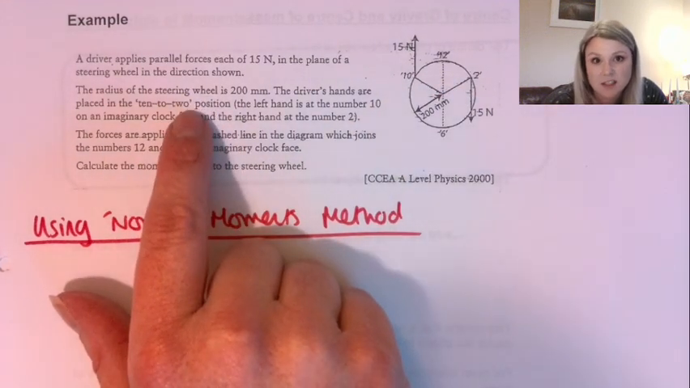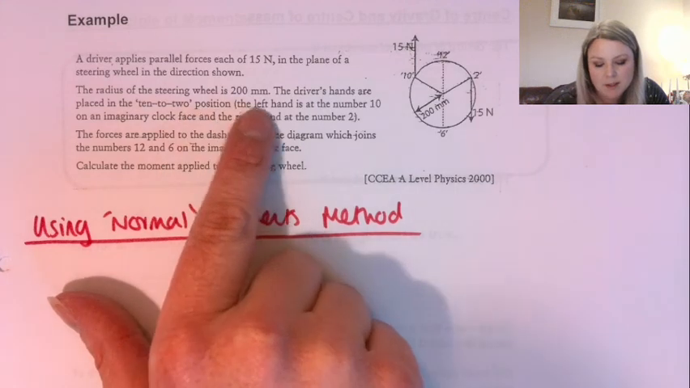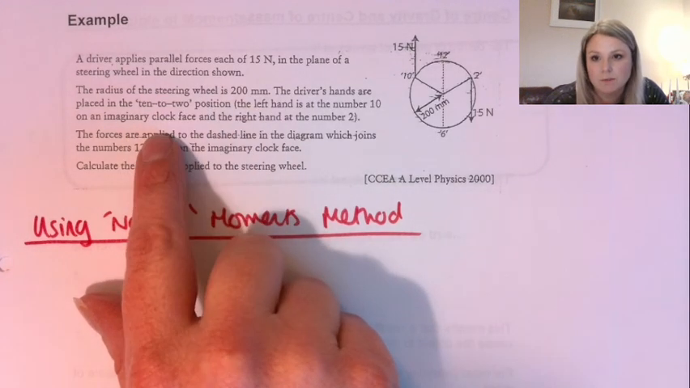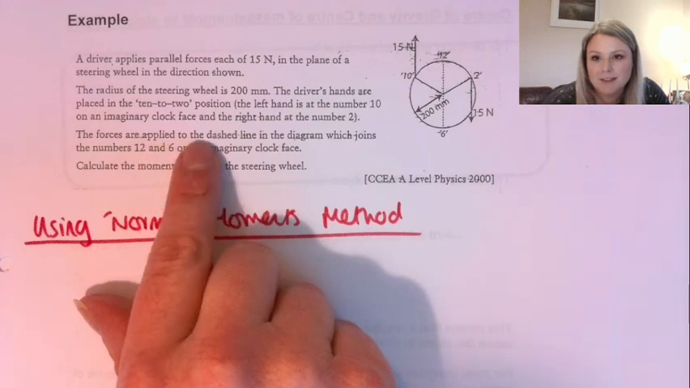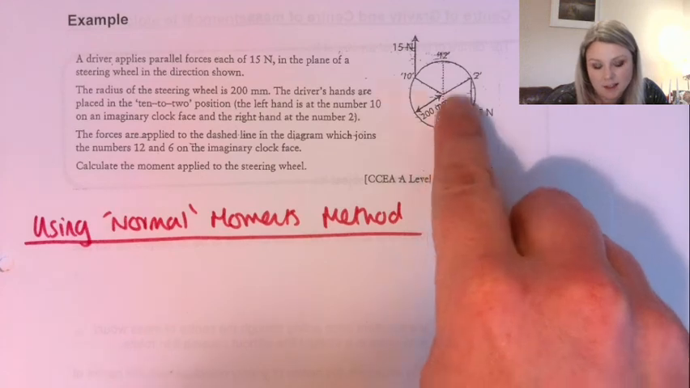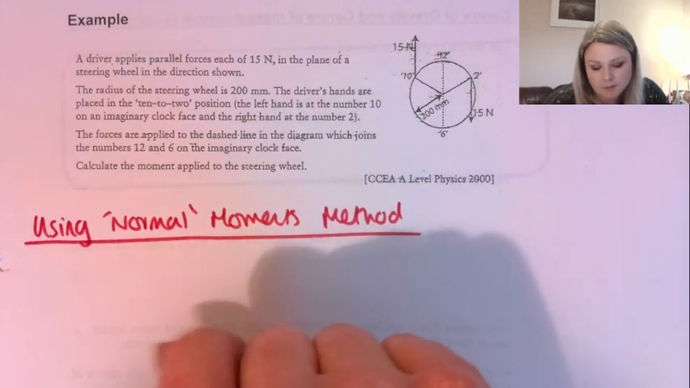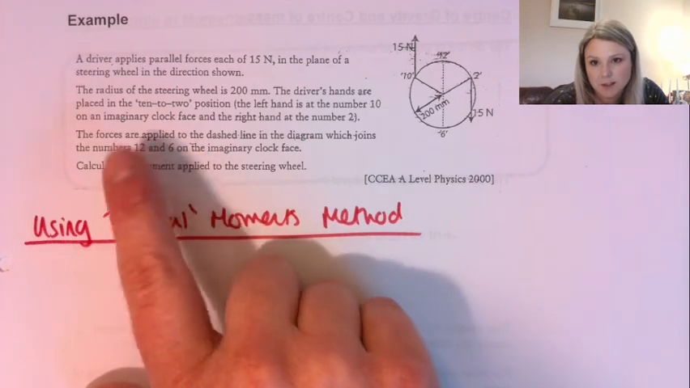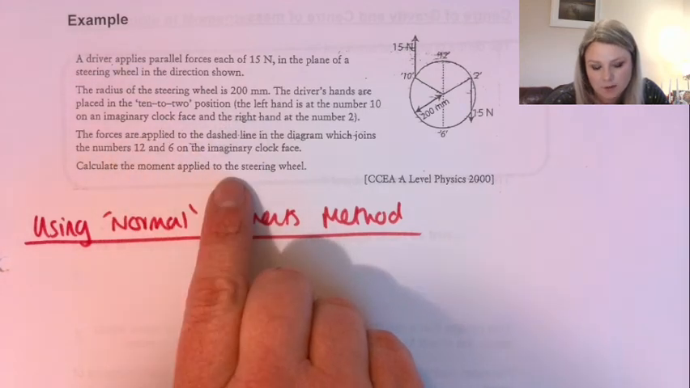We're going to use this to get the angle. The left hand is at the number 10 on an imaginary clock face, and the right hand is at the number 2. The forces are applied to the dashed line in the diagram, so like your pivot really is here, which joins the numbers 12 and 6 on an imaginary clock face. Calculate the moment applied to the steering wheel.